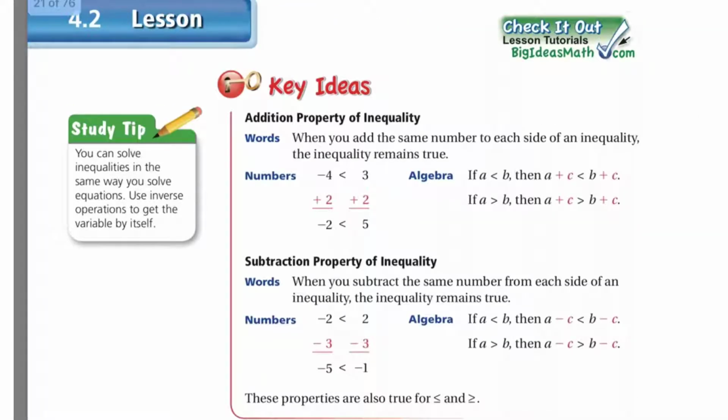Okay, this is lesson 4.2, and this is talking about solving inequalities. Nice thing about solving inequalities, it's the same as solving equations. So, we're going to use the addition property and the subtraction property of inequalities, which is exactly like the addition properties and subtraction properties of equations. So this should be pretty simple.